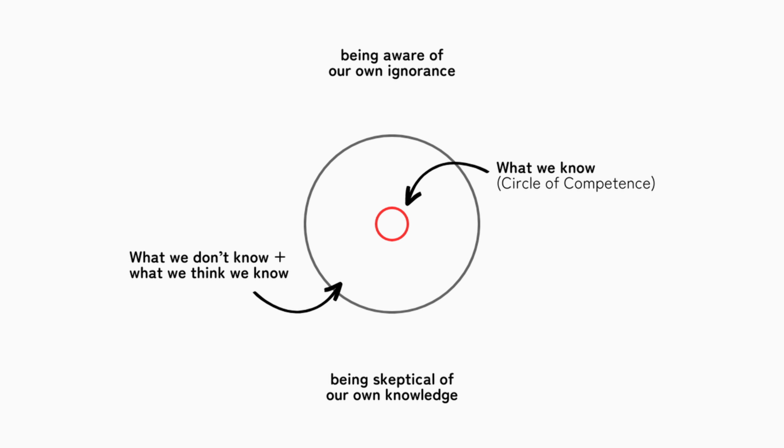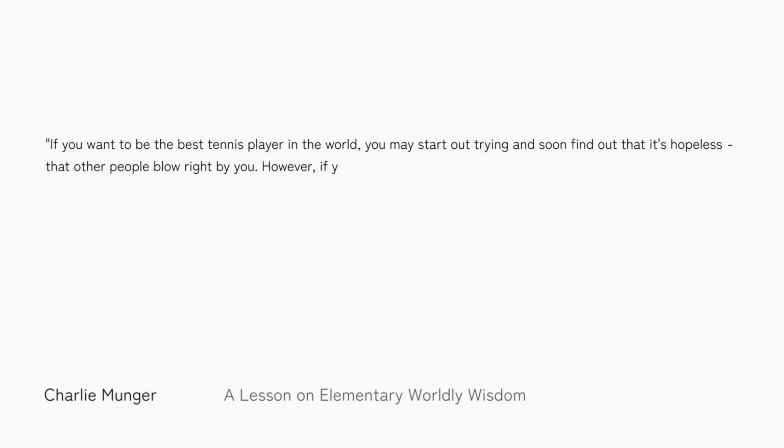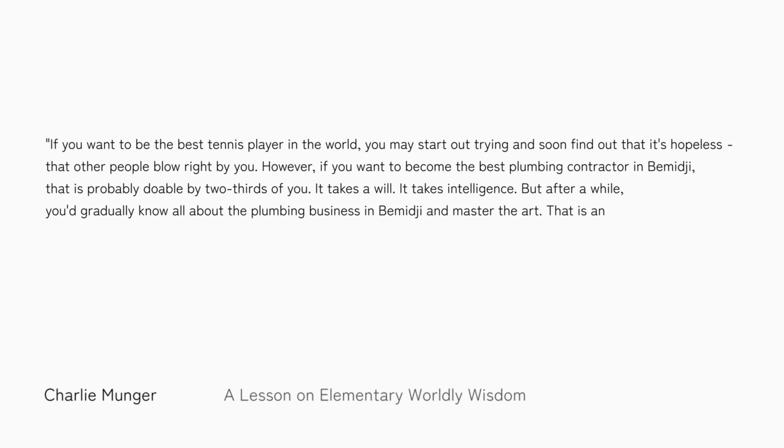And not just this, by being realistic about our circle of competence, we play on our strength. If you want to be the best tennis player in the world, you may start out trying and soon find out that it's hopeless, that other people blow right by you. However, if you want to become the best plumbing contractor in Bemidji, that is probably doable by 2/3 of you. It takes a will, it takes intelligence, but after a while, you would gradually know all about the plumbing business in Bemidji and master the art. That is an attainable objective given enough discipline.